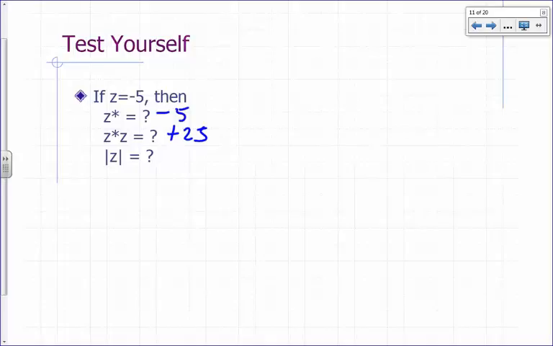What's the absolute value of z? Square root of 25 is 5. So absolute value of z is always a positive number. And you could have done that without knowing about complex numbers, right? So the definition that we're using for absolute value of a complex number is consistent with our definition for real numbers. Okay? If z is negative 5, you know absolute value of z is just positive 5.